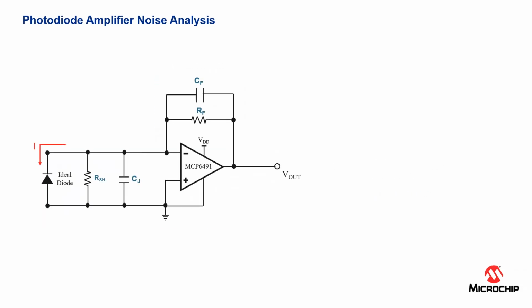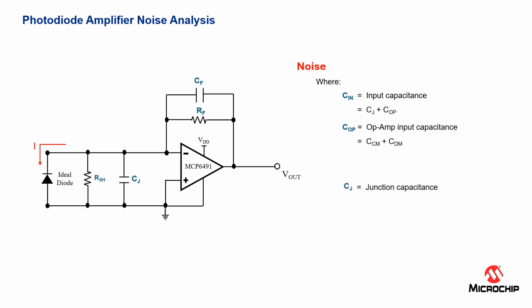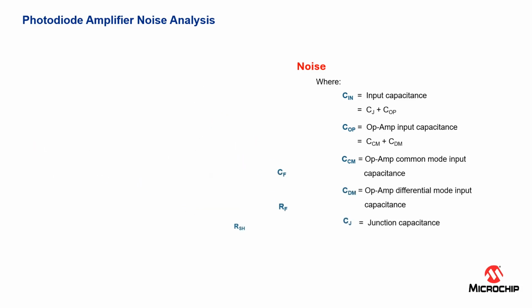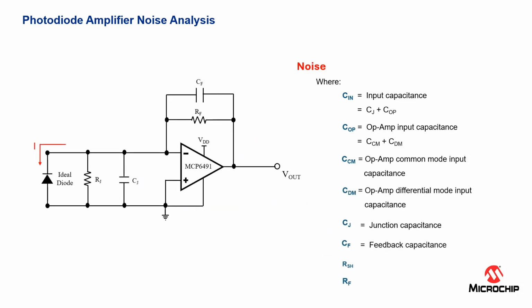The noise will be determined by the input capacitance, which is the sum of the junction capacitance and the capacitance of the op-amp. And to get the capacitance of the op-amp, we need to sum the common mode capacitance and the differential mode capacitance. We also need to get the feedback capacitance, the shunt resistance, and the feedback resistance. All of those elements will determine the noise output and the noise gain.